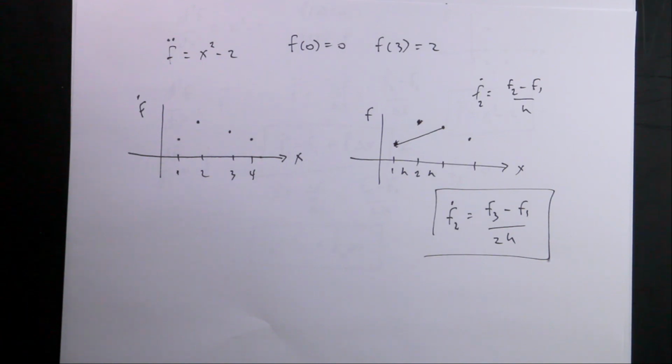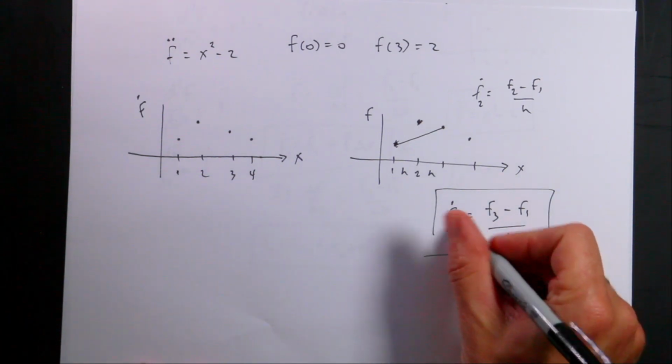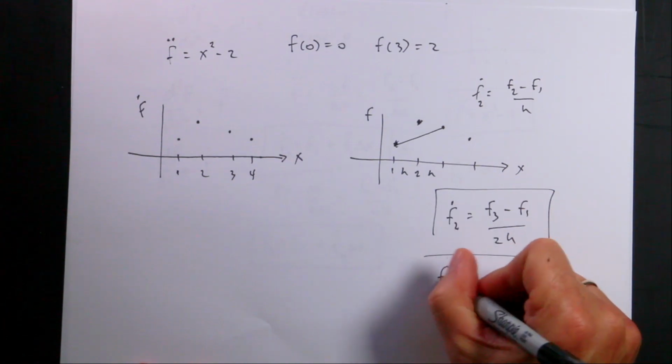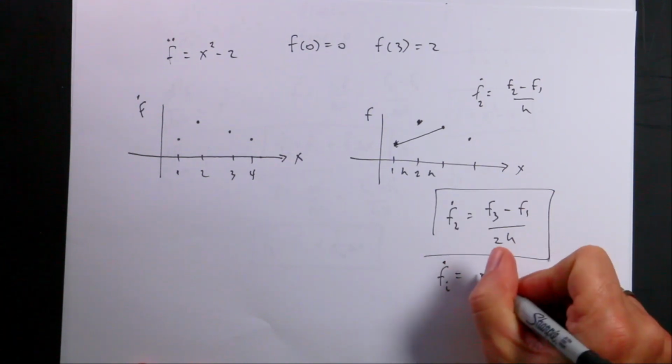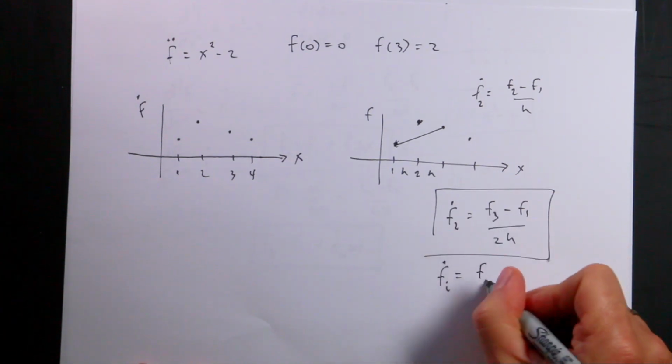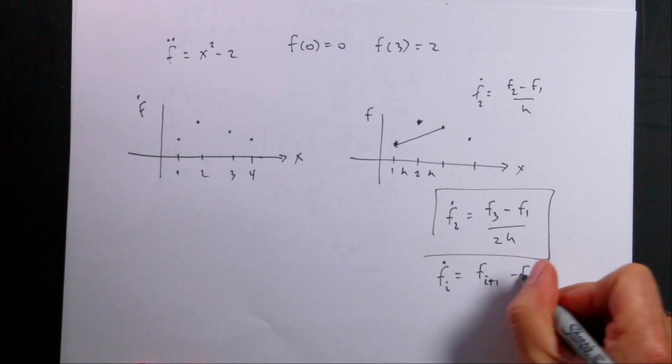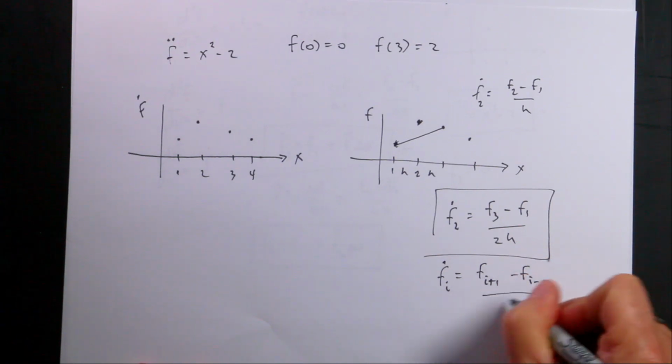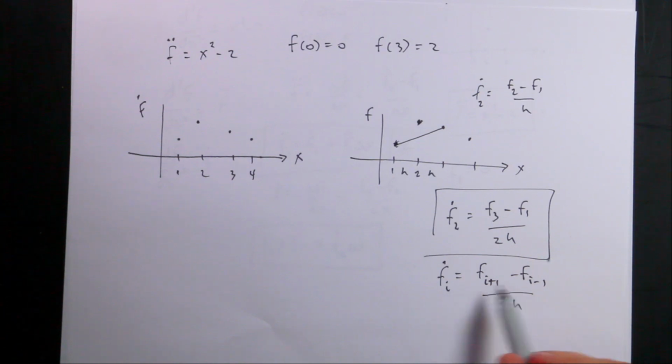Now, if I want to generalize that for any point, I could say f_i dot is going to be the number before it, so it's going to be f_(i+1) minus f_(i-1) over 2h. So now I can put any i in there, and I can get the derivative. What about the second derivative?